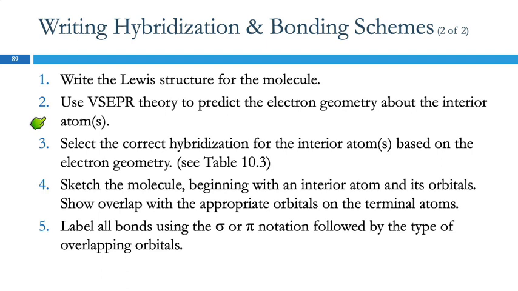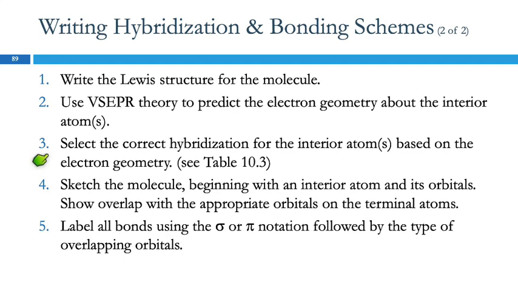Then, using VSEPR theory, we predict the electron geometry around the interior atoms. And remember, that's looking at the number of electron groups. An electron group is a lone pair, a single bond, a double bond, or a triple bond. How many electron groups? And then you can think of your fingers, how many orbitals do I need to hybridize?